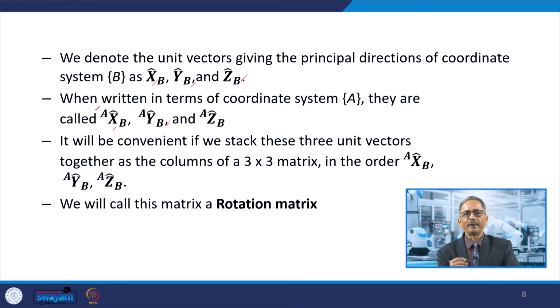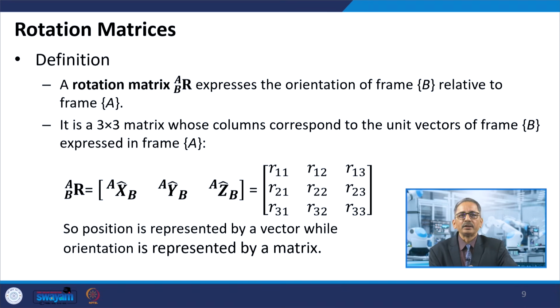And then it will be convenient if we stack these three unit vectors together as the columns of a 3 cross 3 matrix, in the same order, that is xb cap A, yb cap A and zb cap A, and we call this matrix the rotation matrix. So, this rotation matrix expresses the orientation of frame B relative to frame A, and the matrix columns correspond to unit vectors of frame B expressed in terms of frame A.